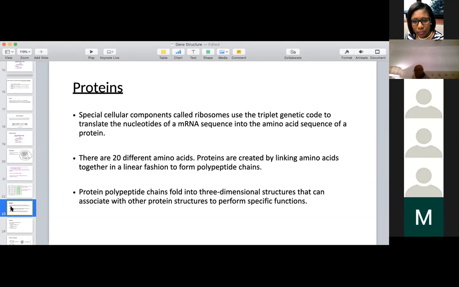If you remember from our previous lecture, we talked about proteins and how amino acids are the building blocks, and how these linear sequences of amino acids make up the primary structure of proteins. That's what we have here. There are 20 different amino acids, and proteins are created by linking together amino acids in a linear fashion to form a polypeptide chain. I'll give you a minute to write that down.